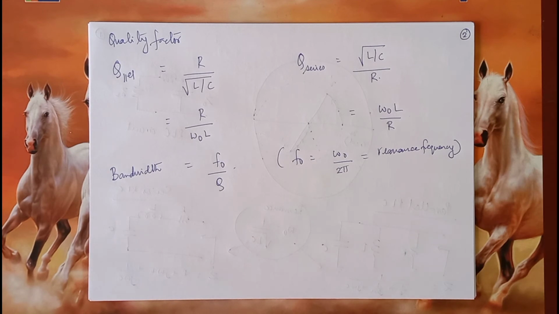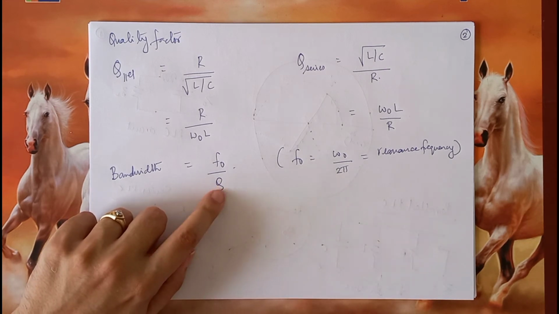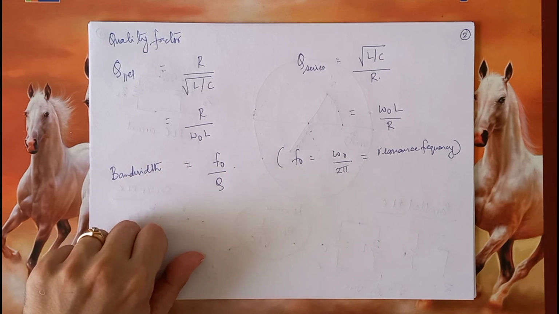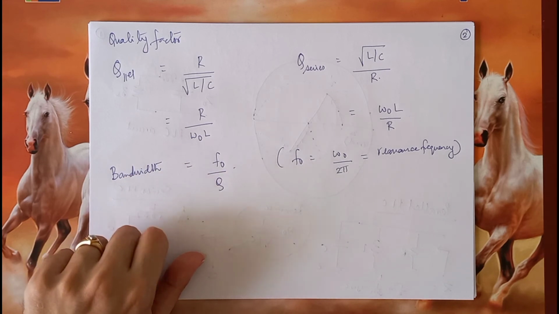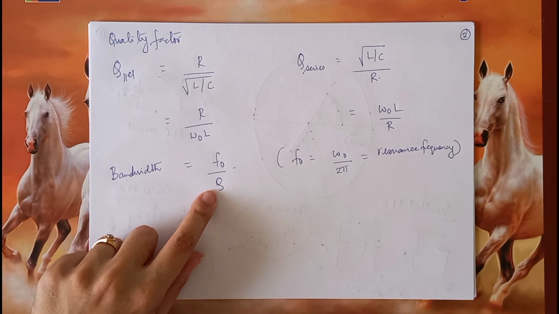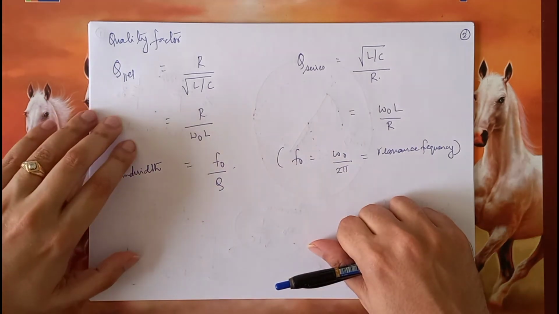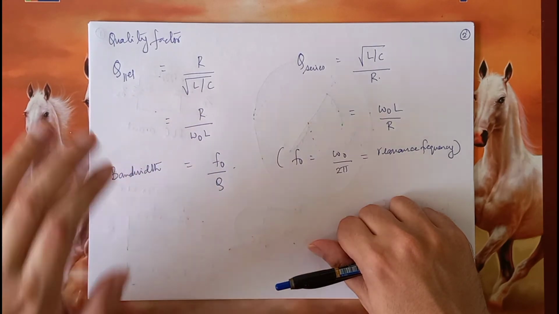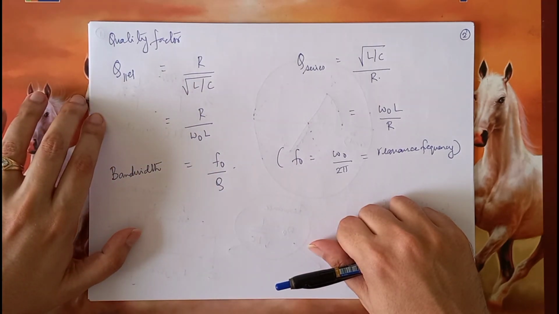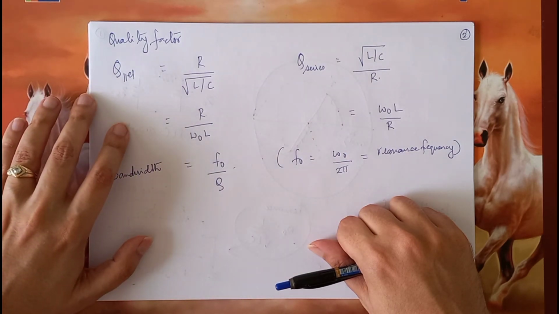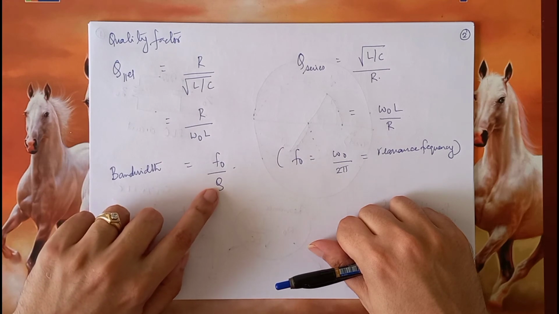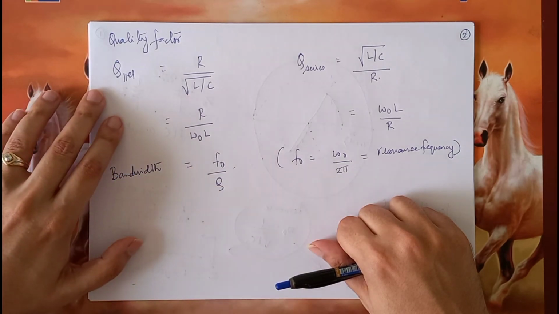So over here, one thing we can say is that higher the Q, lower will be the bandwidth. That means stronger is the resonance, the less of a bandwidth the circuit can provide. And weaker the resonance, more is the bandwidth.